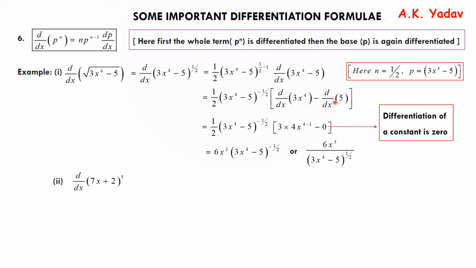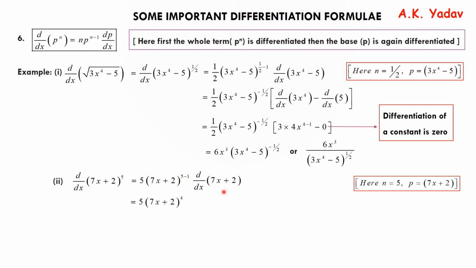Let's take another example. d by dx of (7x plus 2) whole raised to the power of 5. Here n is 5 and p is 7x plus 2. So what we will do, first the power comes down and then the base remains as such, and then power minus 1, and then d by dx of the base. So that gives me 5 (7x plus 2) to the power of 4, and then we separate.